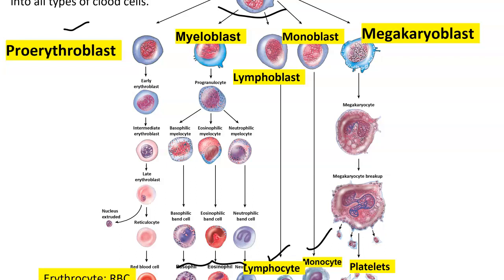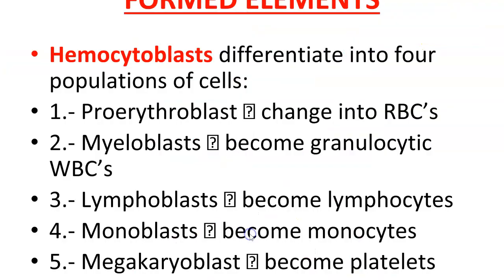The megakaryoblast gives rise to the megakaryocyte, whose cytoplasm is broken off, and this is what we call the platelets. So hemocytoblasts differentiate into 4 populations of cells, which give rise to all the white blood cells, red blood cells, and the cells from which platelets arise. So you should know what are hemocytoblasts and where they can be found.